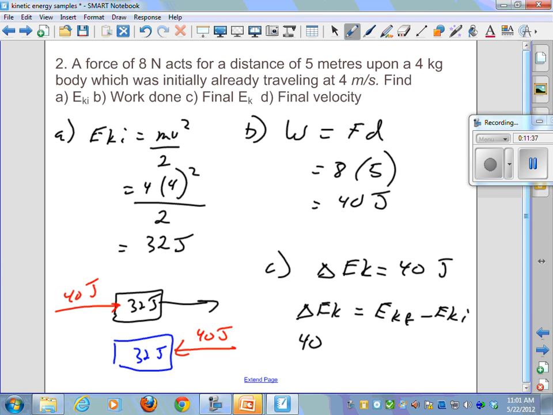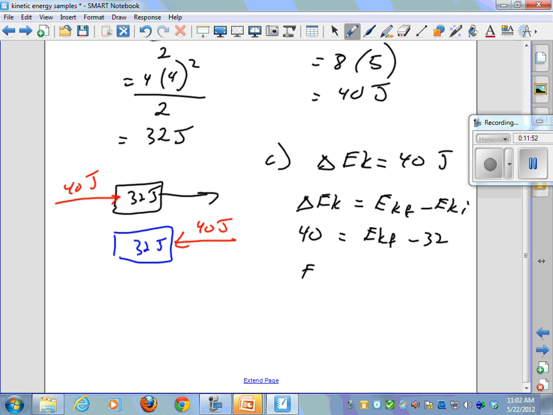Solve for EKF: minus 32 goes to the other side and becomes plus 32, which of course means my final kinetic energy is 40 plus 32. It's now got 72 joules of kinetic energy. That's not too bad, is it?